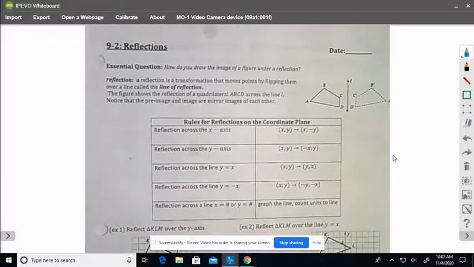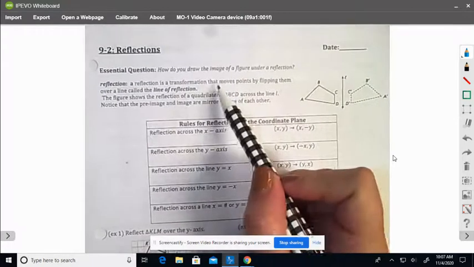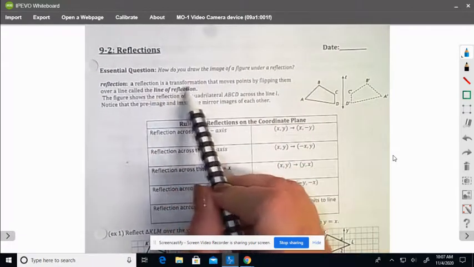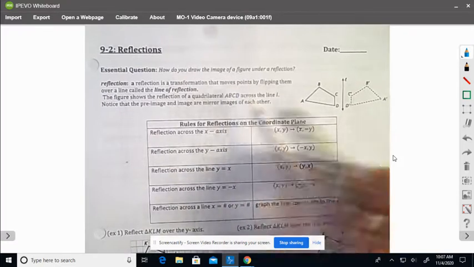Hello, everyone. Today we are going to talk about reflections. A reflection is a transformation that moves points by flipping them over a line called the line of reflection.